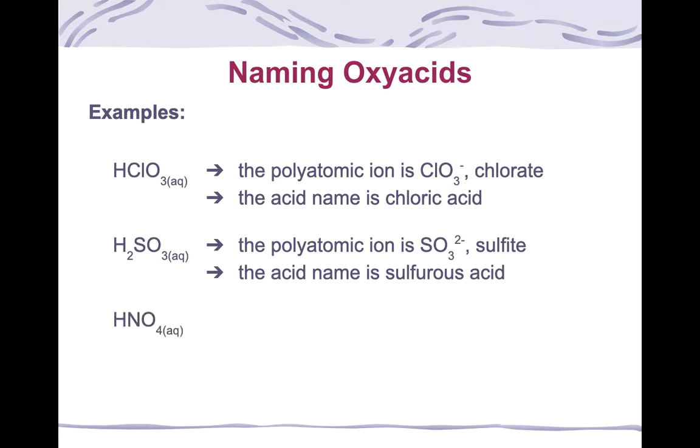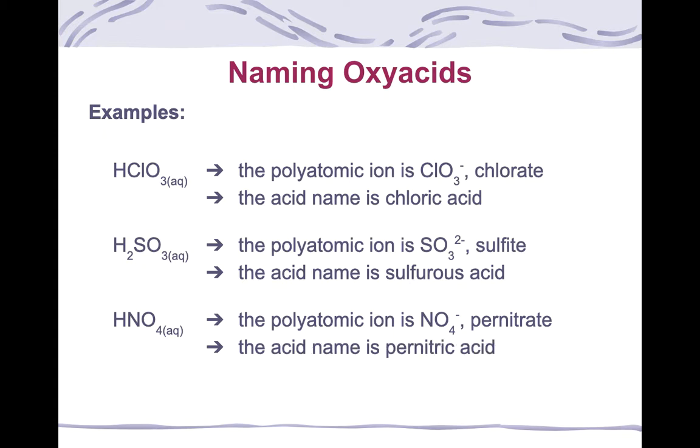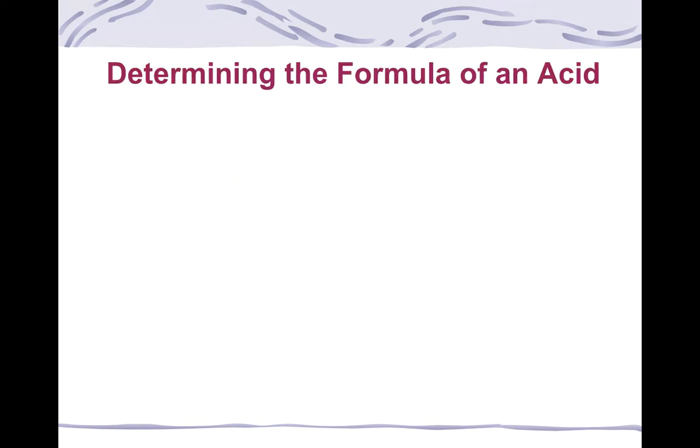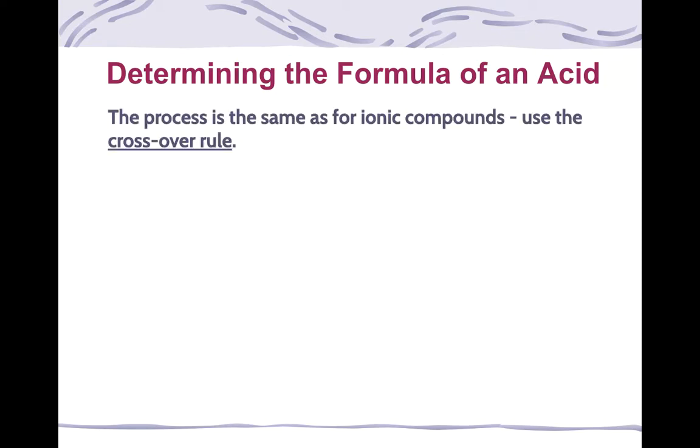And then the next one, the polyatomic in this case is NO4. You would figure out that that is pernitrate. So we would call this acid pernitric acid. Change the ate to ic. So how do we go in the other direction? If we're given the name, how do we figure out the formula?